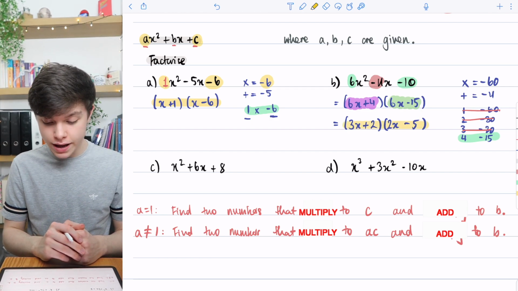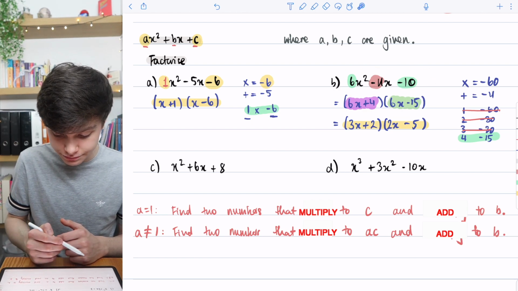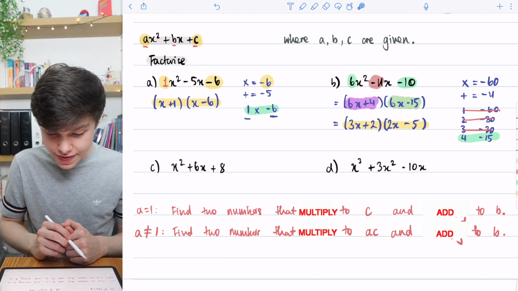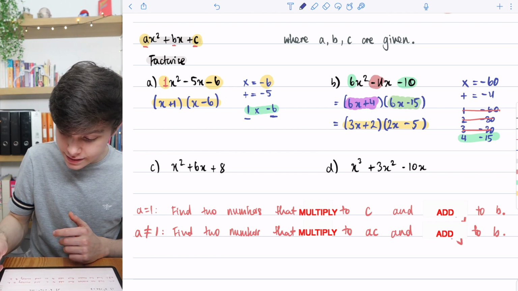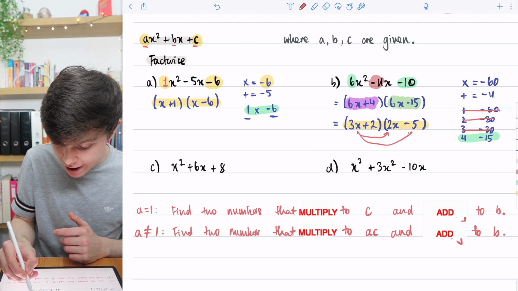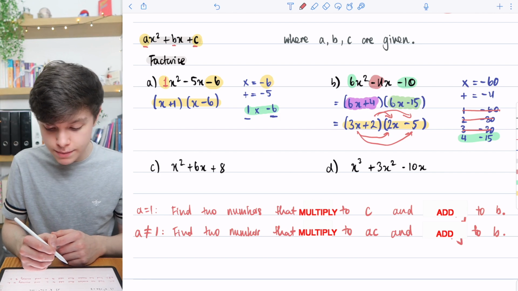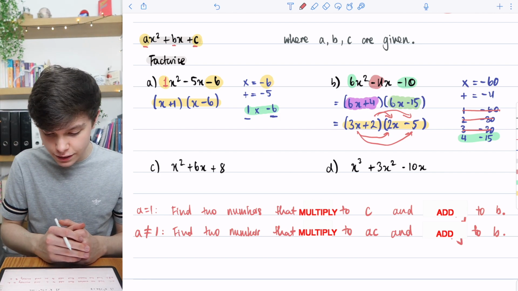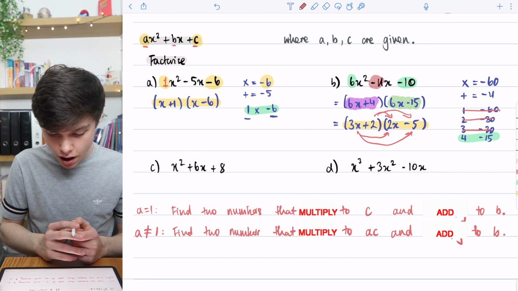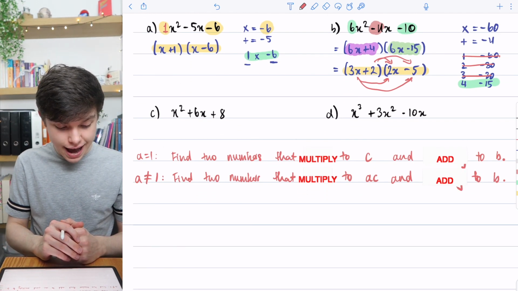That is exactly what I get when I factorise this quadratic here. Okay? And then if you wanted to expand that, well, let's think about what we do. We do the 3x with the 2, and then the 3x with the minus 5, and then the 2 with the 2x, and the 2 with the minus 5, and you can check for yourself that that works. Okie dokie, let's have a very quick look at C and at D.